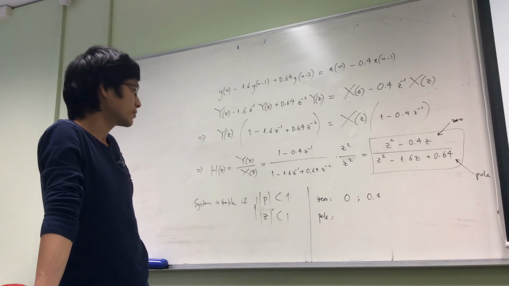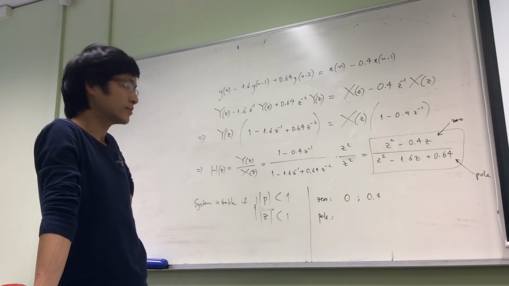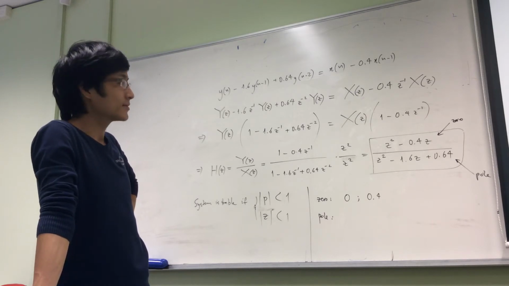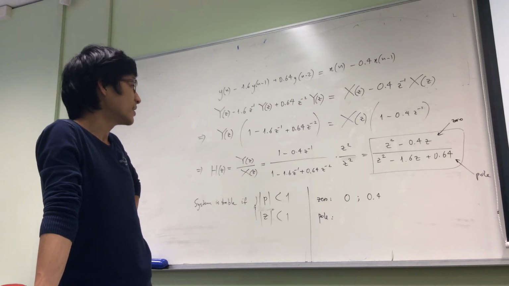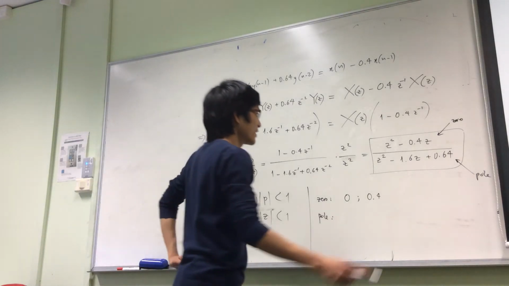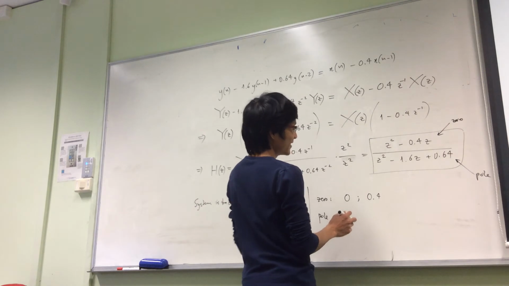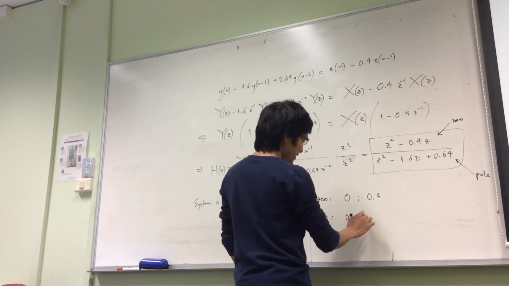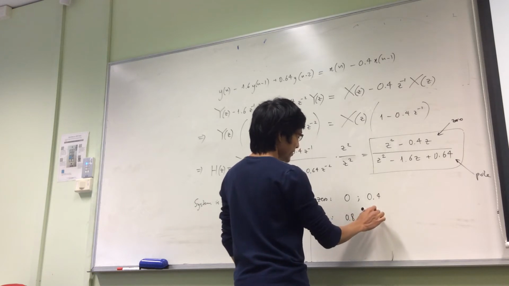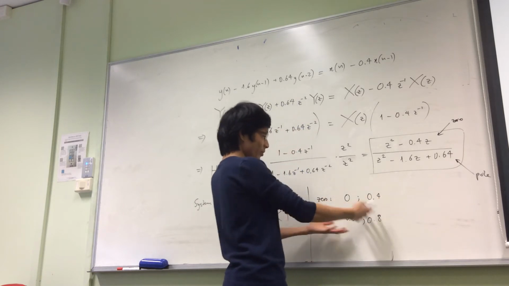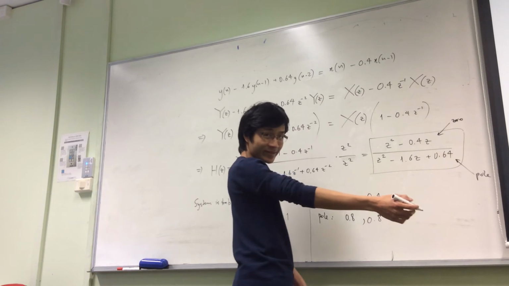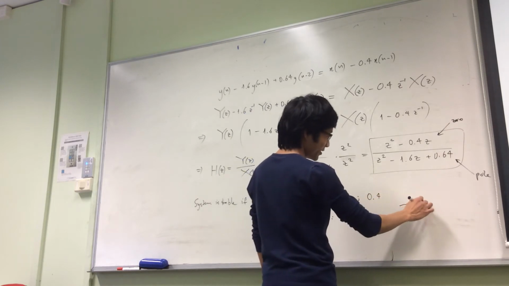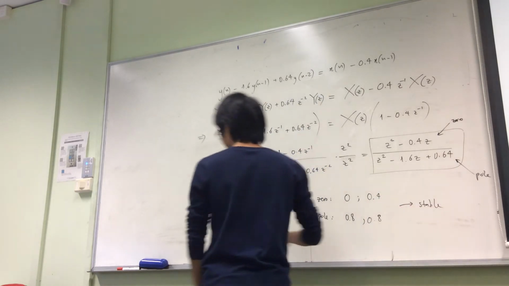It's less than 1, the zeros. Zero 0.8. Just 0.8, both of them at the same point, right? So here all the magnitudes are less than 1. So it's stable.